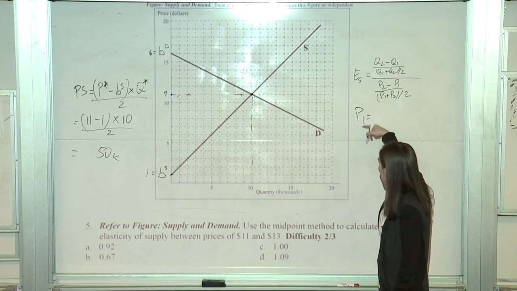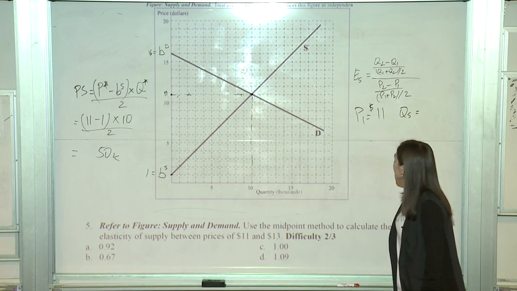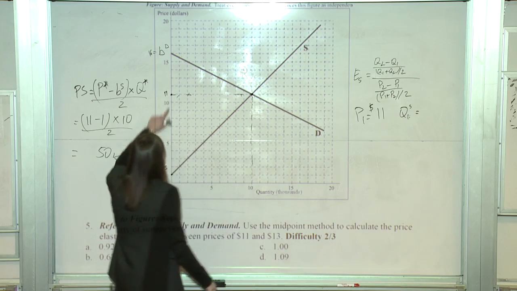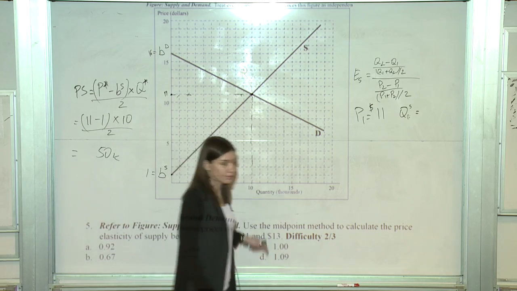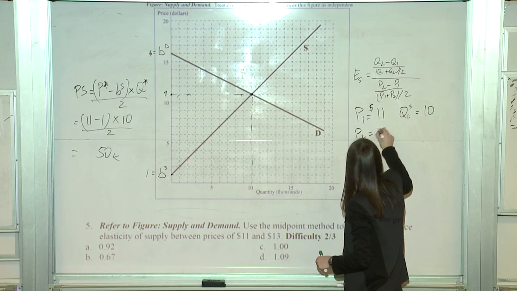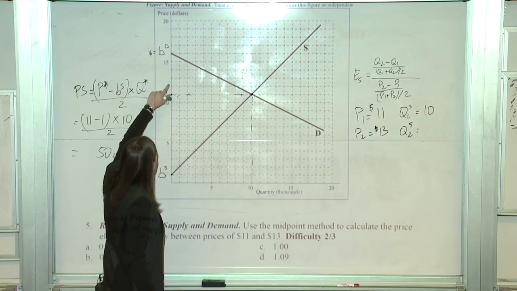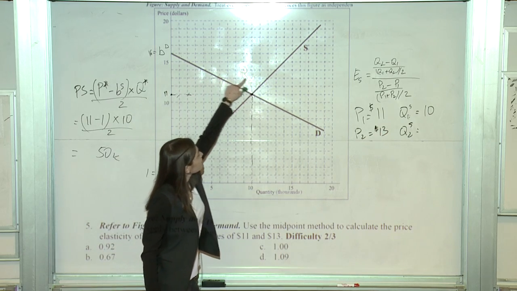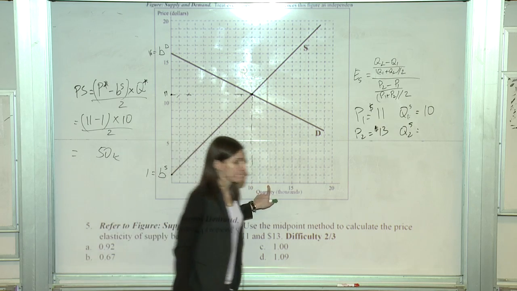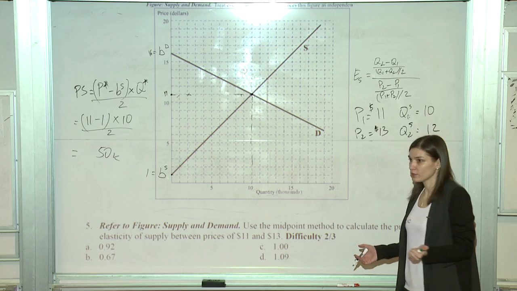So if the price, I'll name it P1, is 11, what would be the quantity supplied? At a price of 11, the quantity supplied is 10. We know that's the equilibrium point. And if the price is instead $13, the quantity supplied would be all the way here, and it would be 12, right? Now I know all the Q's and all the P's. I just plug it in the formula and calculate.